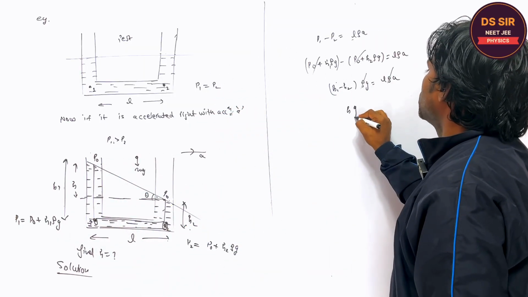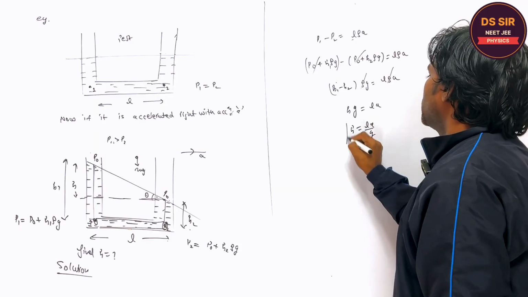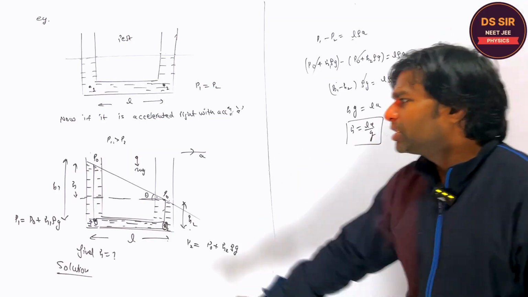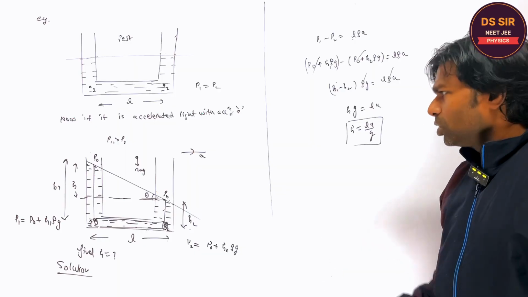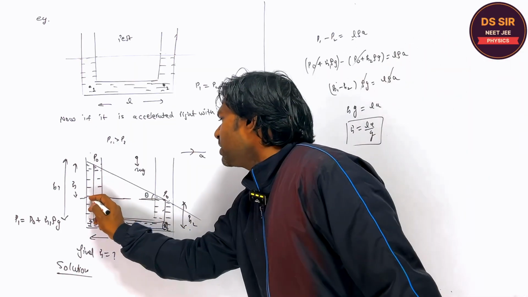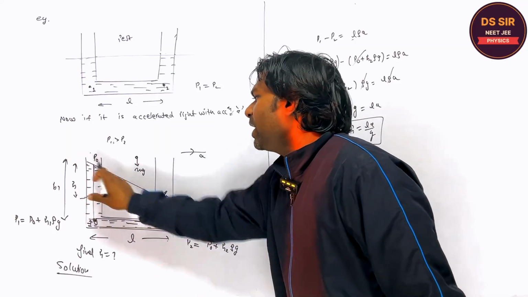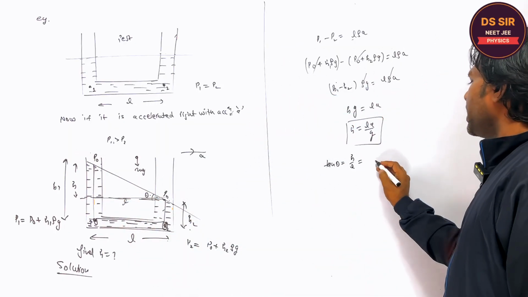Say H equals G, LA. What is the H? Say LA upon G. This is the height difference in the two arms. Also, if you want to find the tan theta, one way to find it is what? Tan theta is H upon L. H upon L. And what is the H?